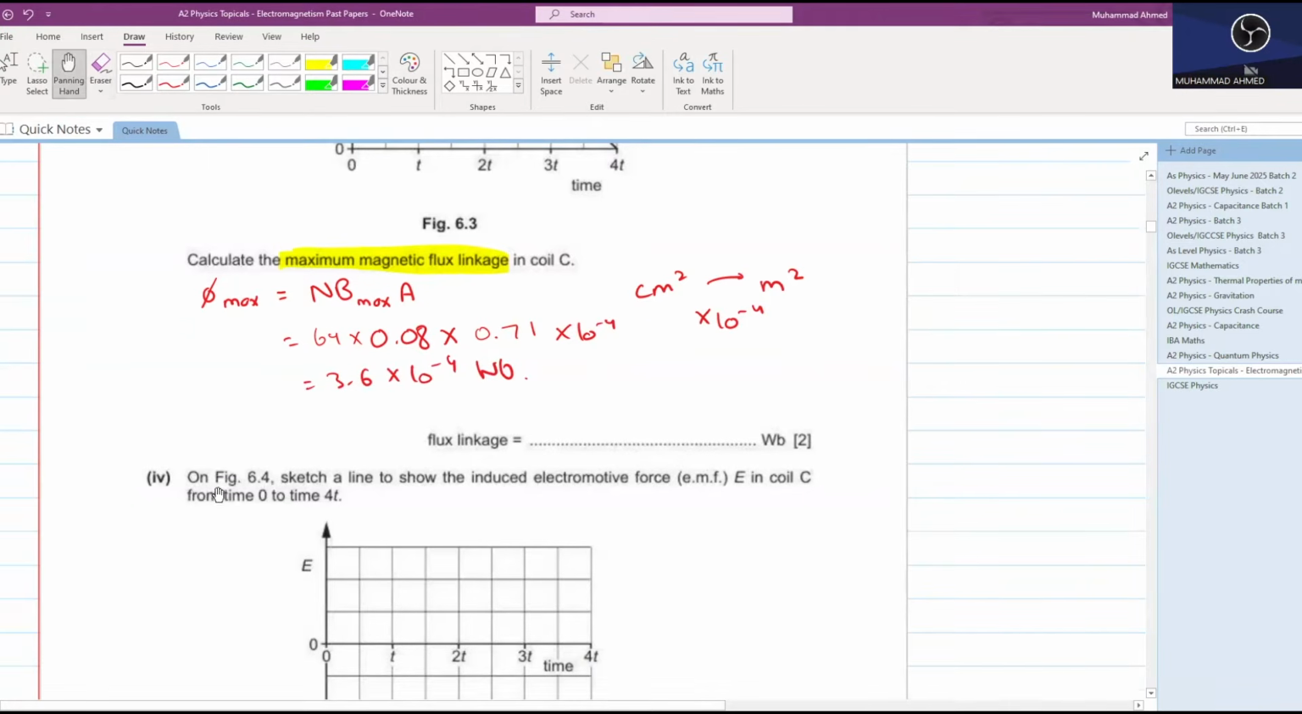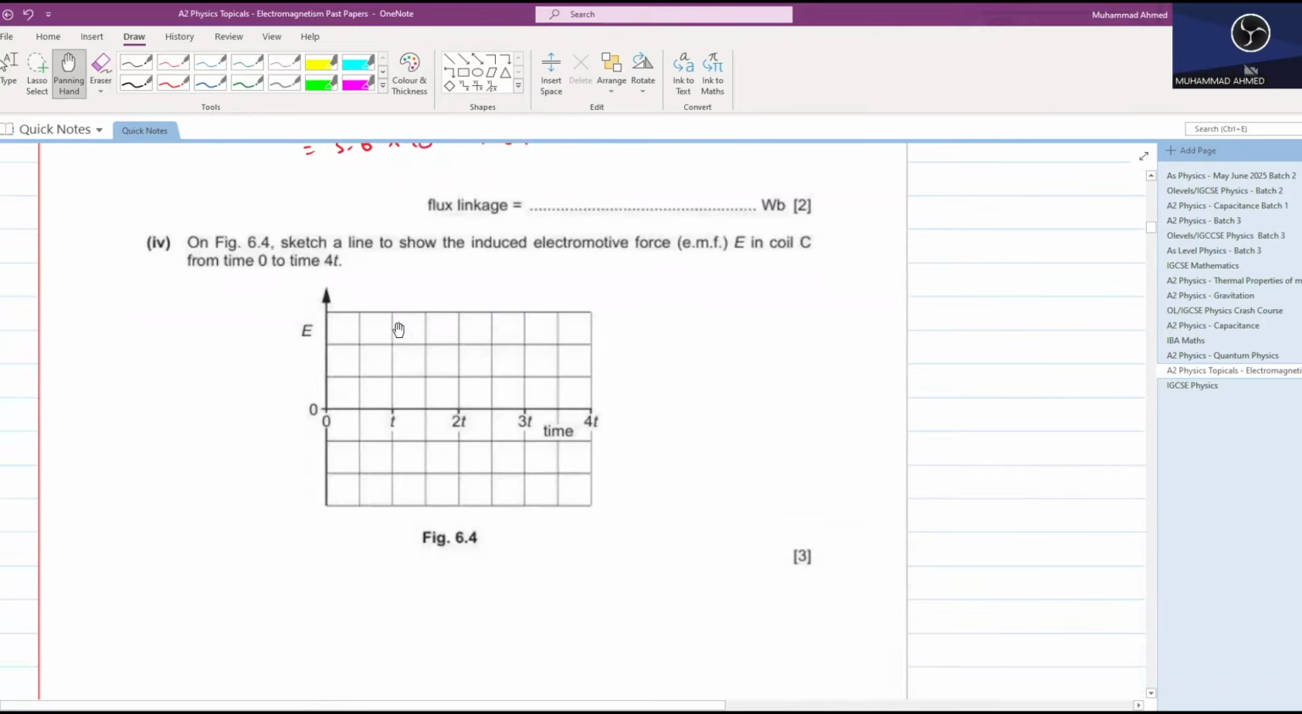Simple as that. Let's do part 4. On figure 6.4, sketch a line to show the induced electromotive force in coil C from time t equals 0 till time t equals 40. So basically now you have to draw the graph of the induced EMF E. As we know, EMF is equal to what?